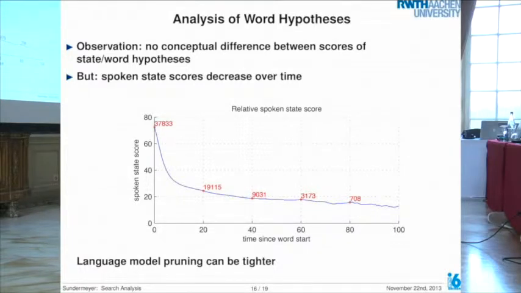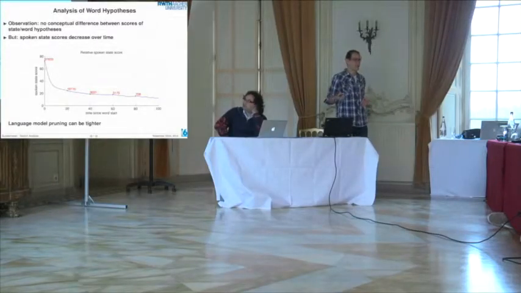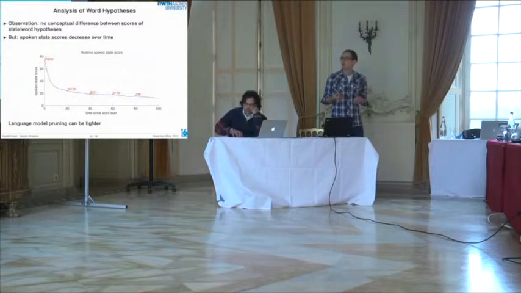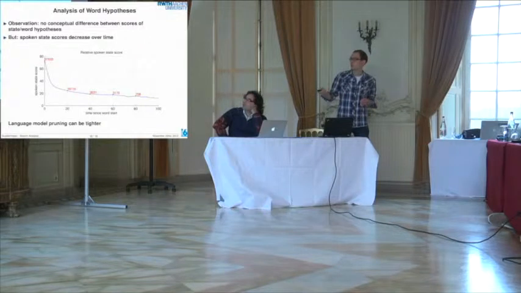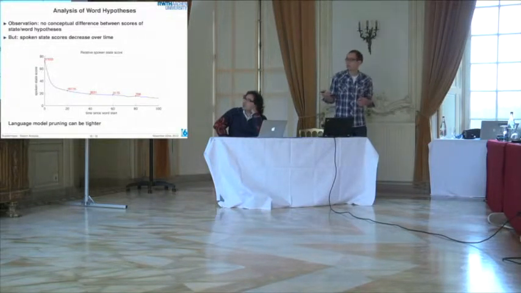Let's also talk about the word hypothesis search space, which is related to language model pruning. The observation is, I have not shown this here as a separate plot, that there are no real conceptual differences between the scores of state and word hypotheses. So this would actually look very similar to this curve here if we do it for the word hypotheses, at the word ends.